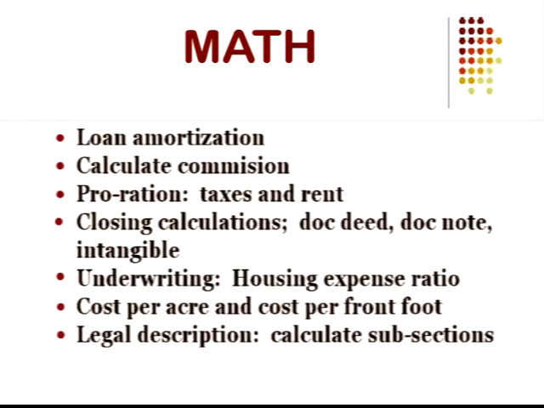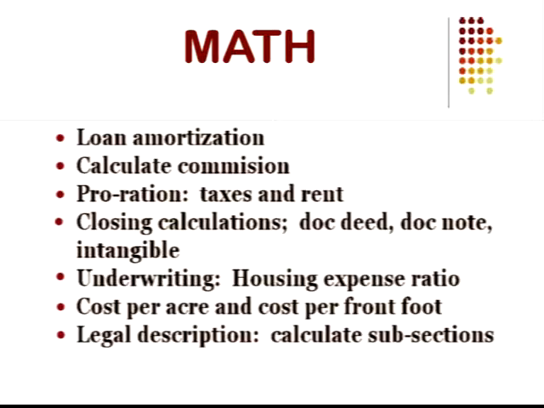You're going to have to do a proration. Probably the two prorations that you're going to have to do are tax prorations and rent prorations. And let me caution you, taxes are an annual proration, rents are a monthly proration. You're also going to have to do doc stamps on the deed, doc stamps on the note, and intangible tax. You're going to have to know how to calculate your housing expense ratio for FHA and conventional.